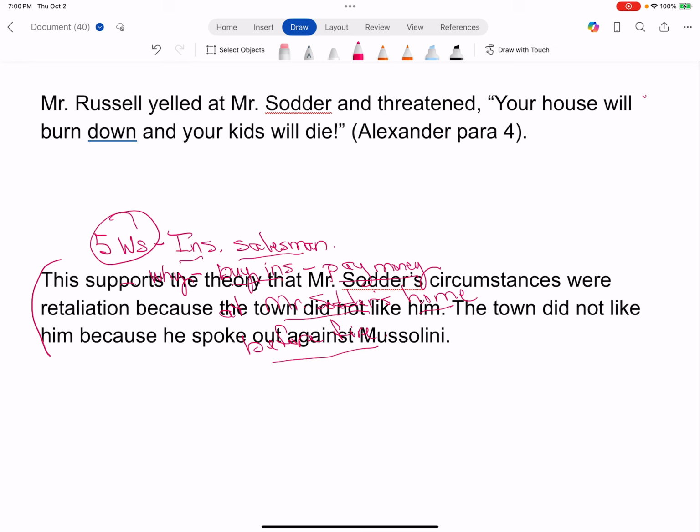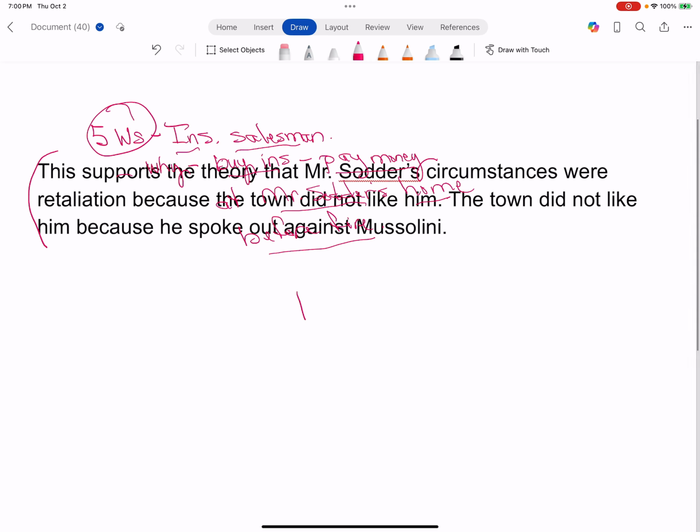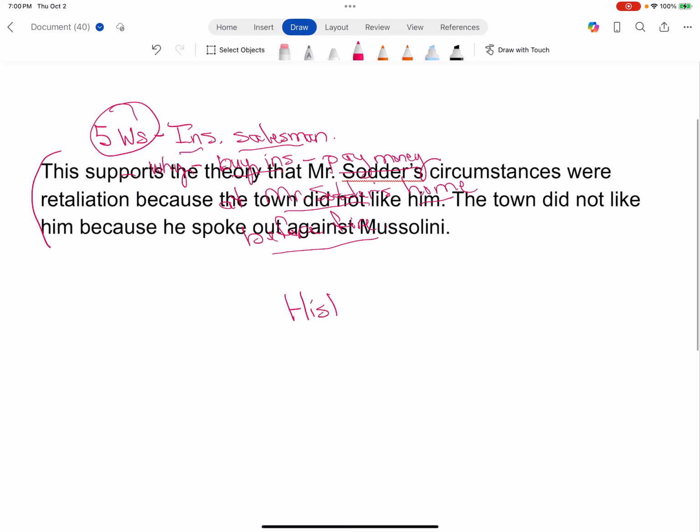So you try to use the 5 W's to explain the quote. Then you tie it back to your theory. This supports the theory that Mr. Sauter's circumstances were retaliation. You go back to your point, and then you do that. Now, other ways to expand your writing is by history. What do I mean by that? Now versus then.